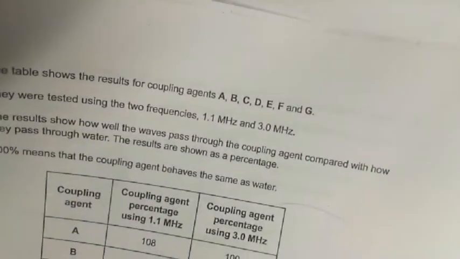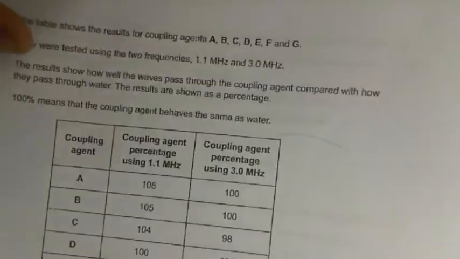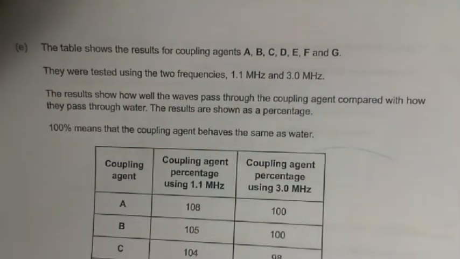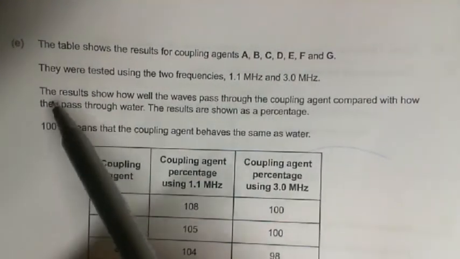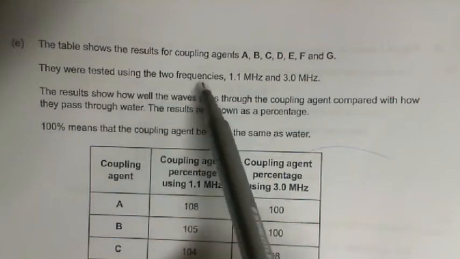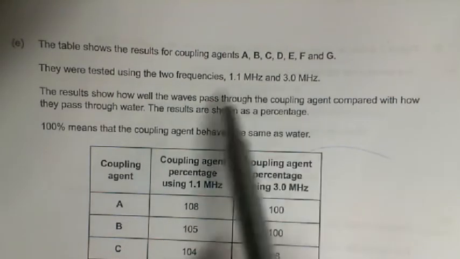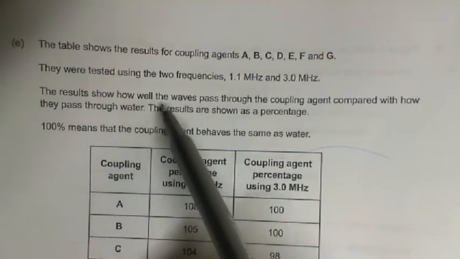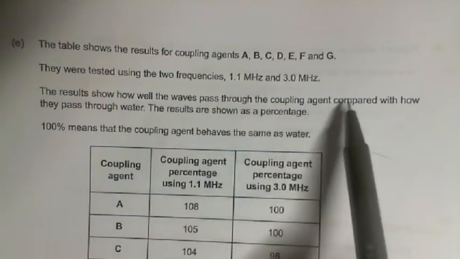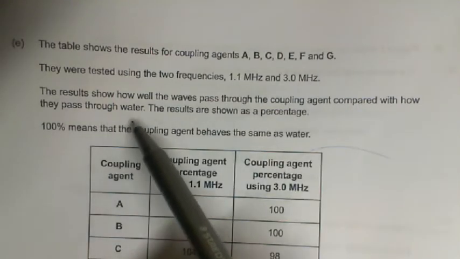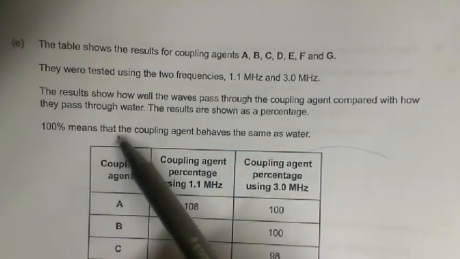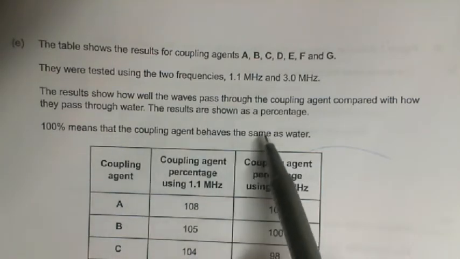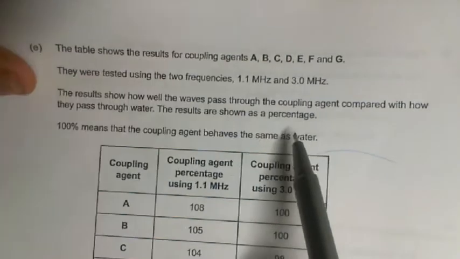So it says, the table shows the results for the coupling agents A, B, C, D, E, F, G. They were tested using the 2 frequencies, 1.1 megahertz and 3 megahertz. The results show how well the waves pass through the coupling agent compared with how they pass through the water. The results are shown as a percentage. 100% means that the coupling agent behaves the same as water.